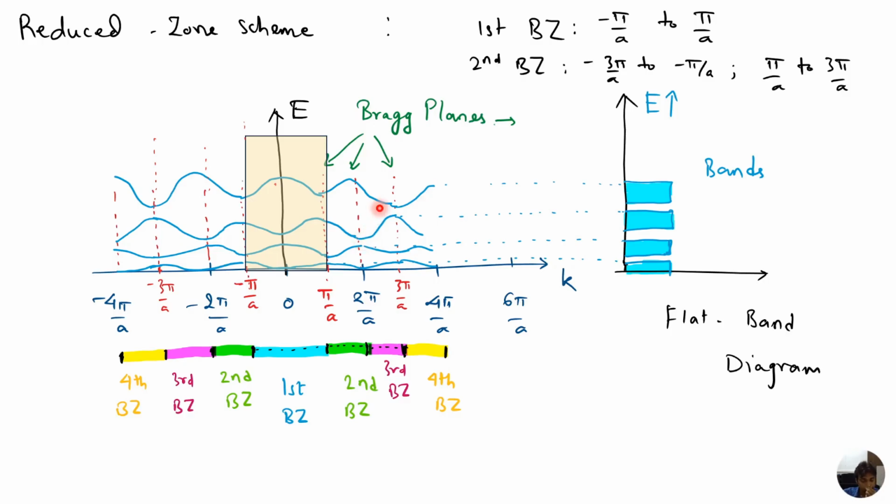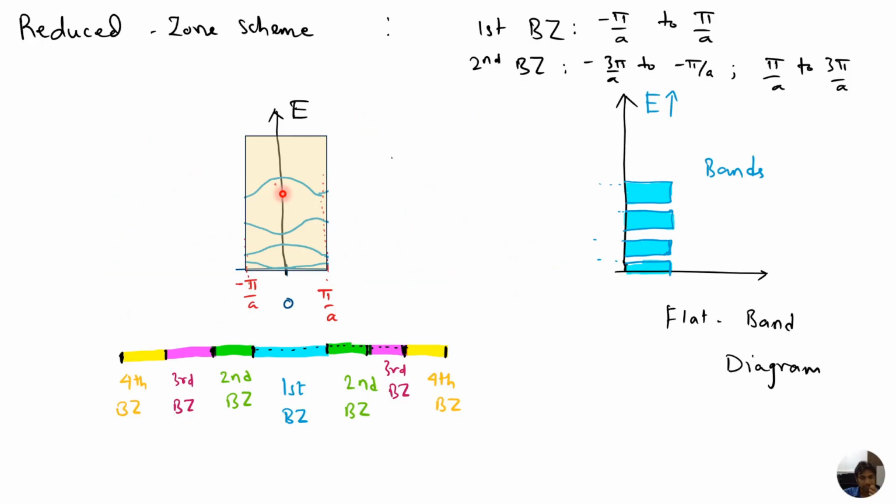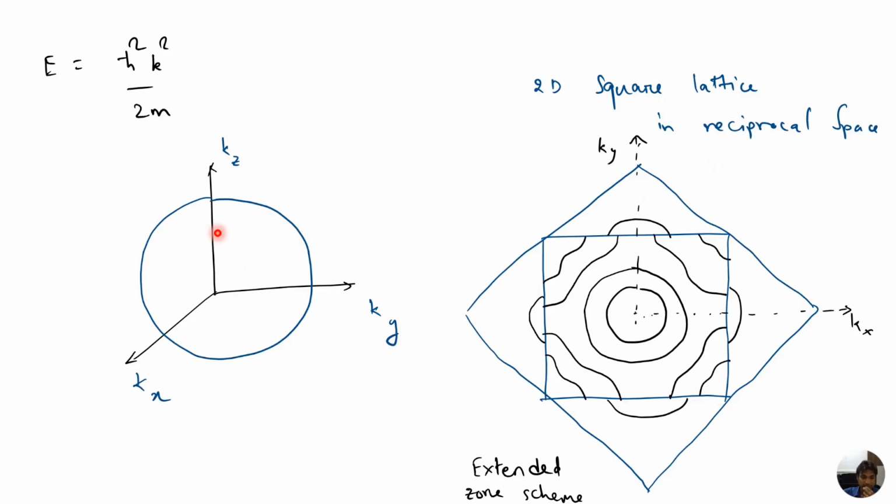Whatever information is in your second Brillouin zone can be equivalently represented in the first Brillouin zone only, but we just have to make a stacked plot. So this is called your reduced zone scheme. The reduced zone scheme is this particular diagram.